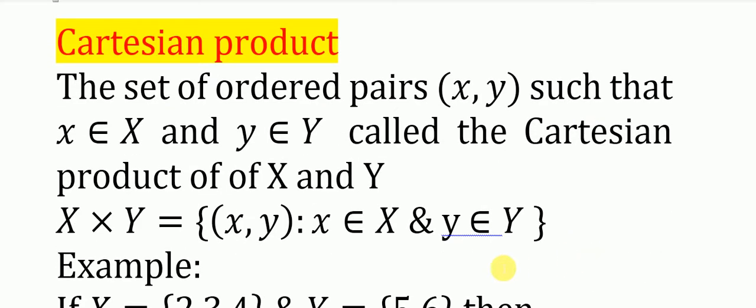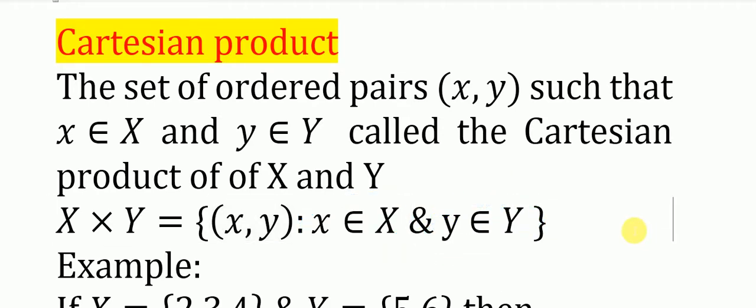Next we will define a Cartesian product. The set of ordered pairs (x, y) such that x belongs to X and y belongs to Y is called the Cartesian product of X and Y. It is denoted by X cross Y, and it is nothing but the set of all ordered pairs (x, y) such that x belongs to X and y belongs to Y.